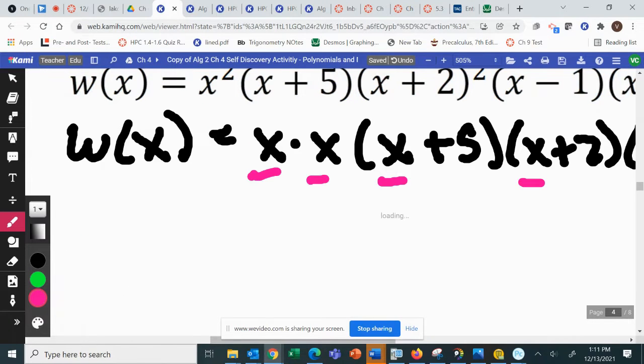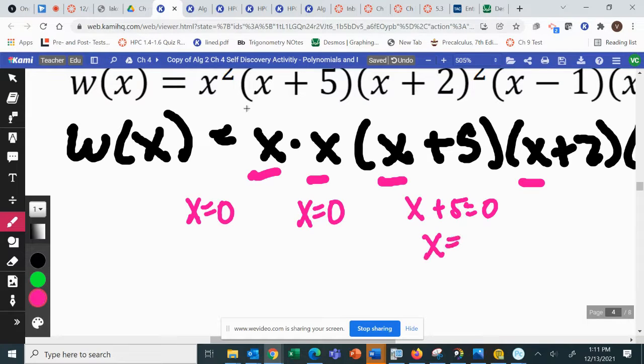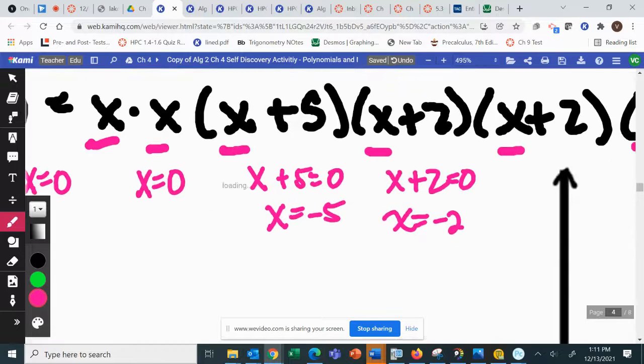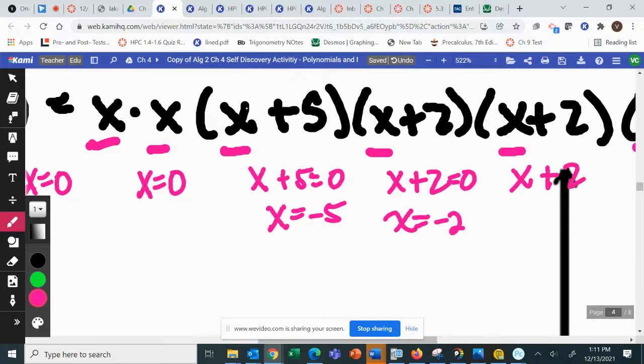But if I do x equals 0 for the first one, do I need to do x equals 0 for the second one? They're the same answer, aren't they? Okay, so I got to do x plus 5 equals 0. So what does x equal? -5. So I need to do x plus 2 equals 0. So what's x equal? -2. So I need to do x plus 2 equals 0? No, I don't need to, because I'm going to get 2 of them, same answer.